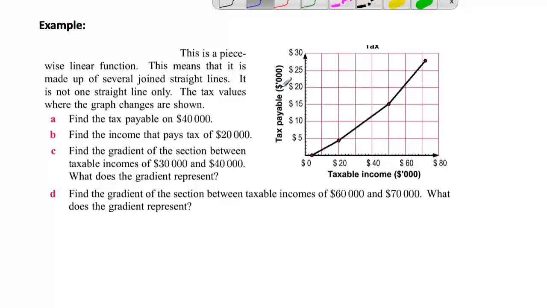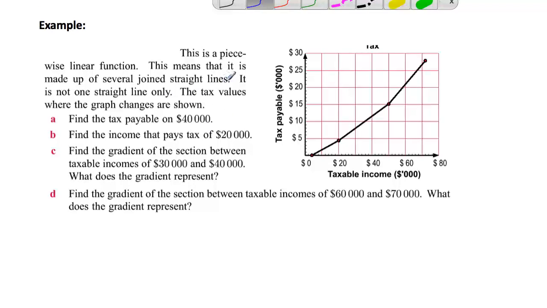Right, here's a line graph, but you'll notice that the gradient changes along. Even though it's joined together, it's not a constant gradient. So we call this a piecewise linear function. And the explanation is here. It means that it is made up of several joined straight lines, and each part of it has a slightly different gradient. So not only one straight line.